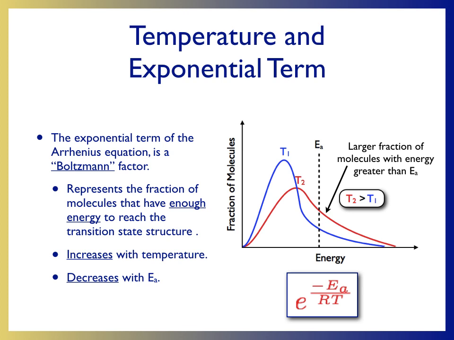We can also see that the fraction of molecules that can surmount the activation barrier decreases as the activation energy increases. If we move the dashed line that represents the activation energy, that means that fewer molecules will have enough energy to reach the transition state structure. The take-home point here is that as temperature increases, more molecules have enough energy to reach the transition state structure. Therefore, the reaction will occur at a higher rate.